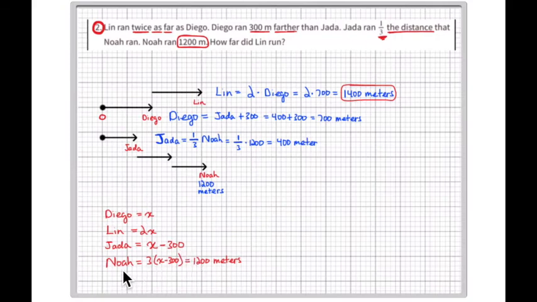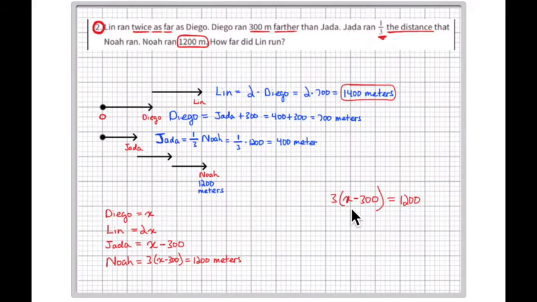And probably the trickiest part of this, or the most complicated part of this, is understanding that Noah is 3 times Jada, and Jada is written as x minus 300. So 3 times x minus 300 equals 1,200 meters. This is a little bit harder here. We're going to use the distributive property to solve this. In a little while, we can solve it also without the distributive property.